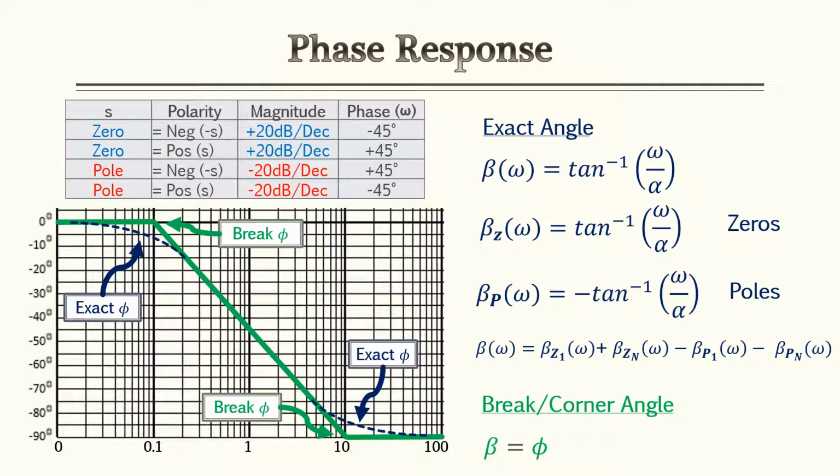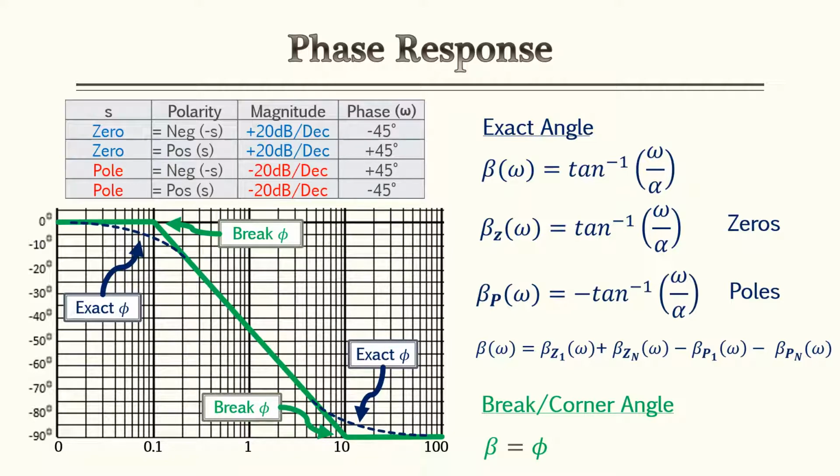Now I did save the best for last, phase response. This is the trickier of the two as far as how to plot it on a Bode plot. Phase response acts a little different compared to frequency response. Frequency response, you do have zeros and poles, same as phase response. However, whether a zero is negative or positive, a zero is plus 20 decibels per decade, and every pole is minus 20 decibels per decade. However, in phase response, your polarity matters as far as how you adjust your angles.